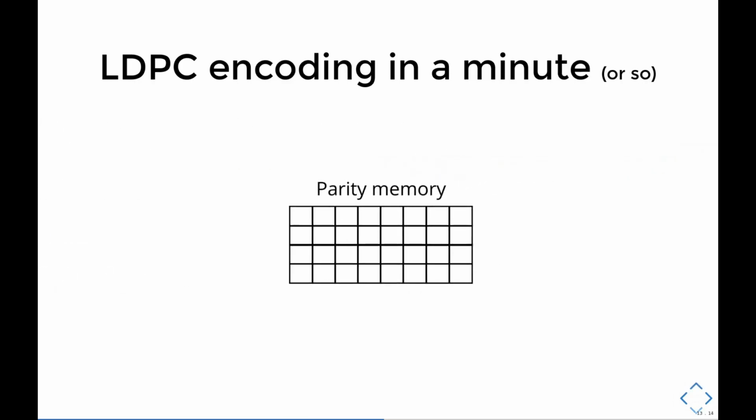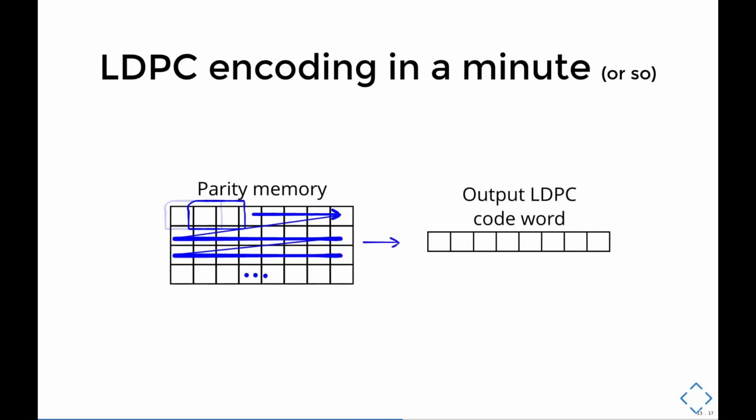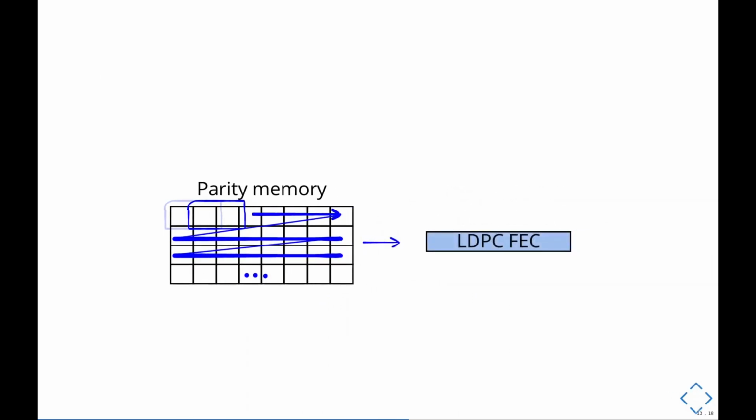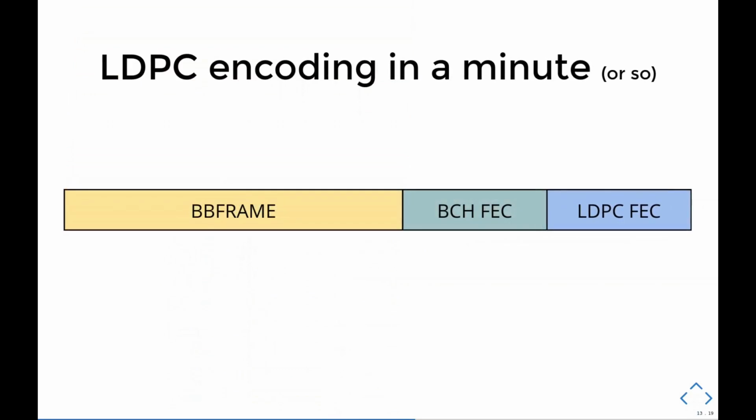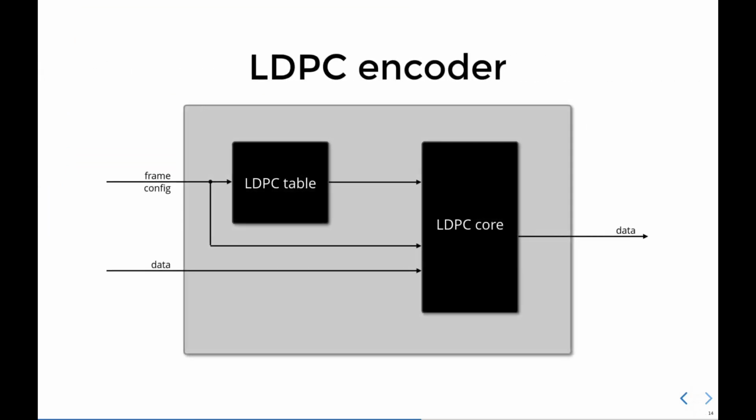To get the complete LDPC code word, we use a 2-bit sliding window to select the first 2 bits and add them together to get code word bit 0. Next, we slide this window by 1 bit and do the same to get code word bit 1. We repeat this process for the entire parity memory to get the complete code word. This completed code word is then appended to the input frame, and then we are ready to process the next frame.